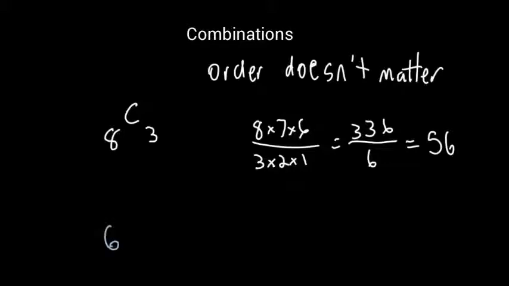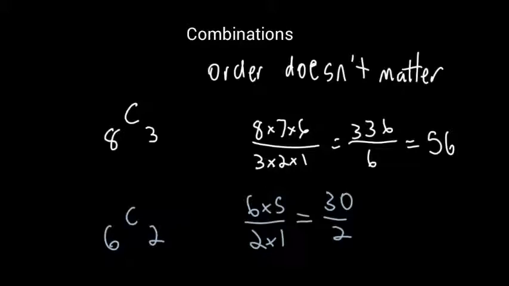Alright, so let's do another one. So 6 combinations of 2. So you would have 6 times 5 over 2 times 1. So 6 times 5 is 30. Two times 1 is 2. Divide that out, you'd have 15 combinations.